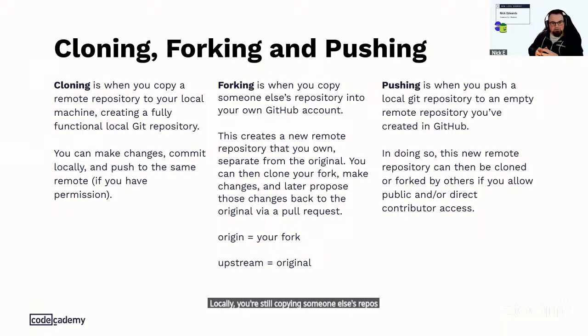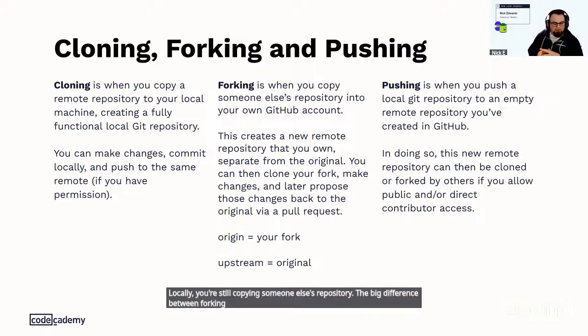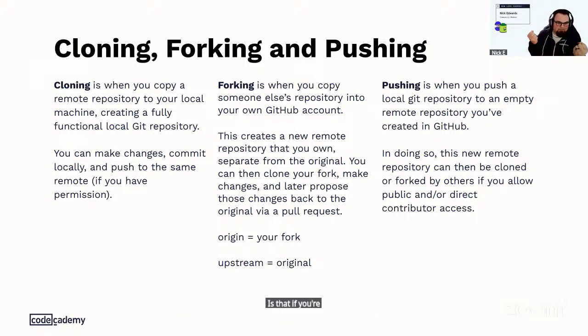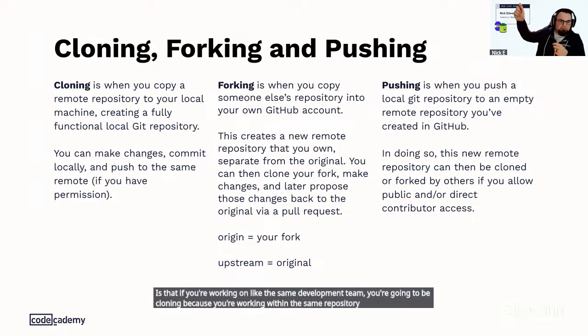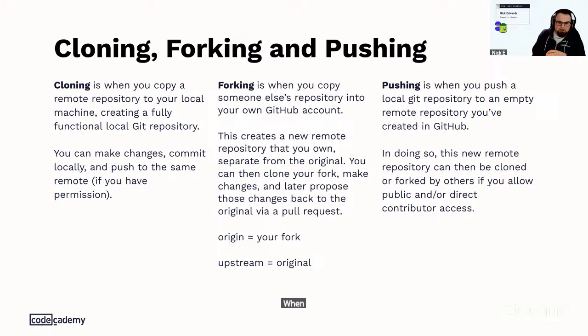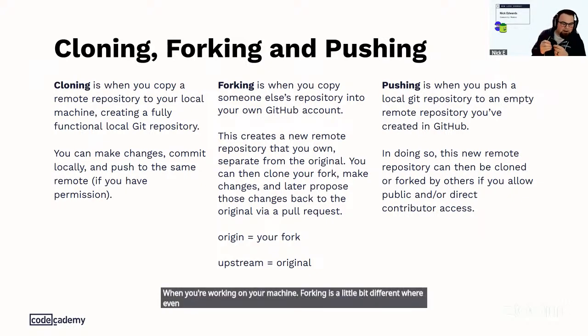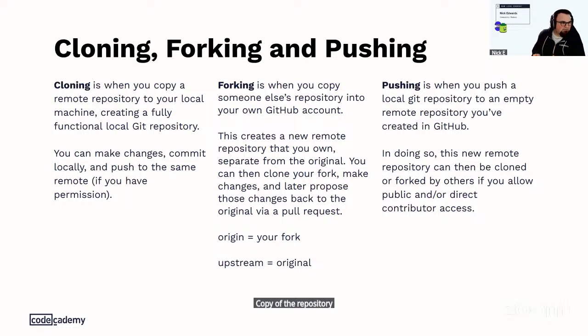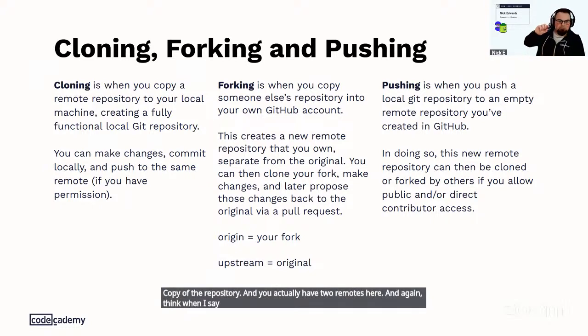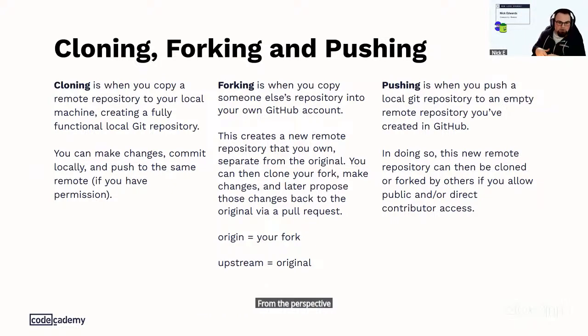The big difference between forking and cloning, though, is that if you're working on the same development team, you're going to be cloning because you're working within the same repository and you're sharing the same remote when you're working on your machine. Forking is a little bit different where even though you're still making a copy of a repository, you're making your own distinct copy of the repository. And you actually have two remotes here. And again, when I say a remote, I'm talking about a repository that lives in GitHub from the perspective of working on your own machine, right?